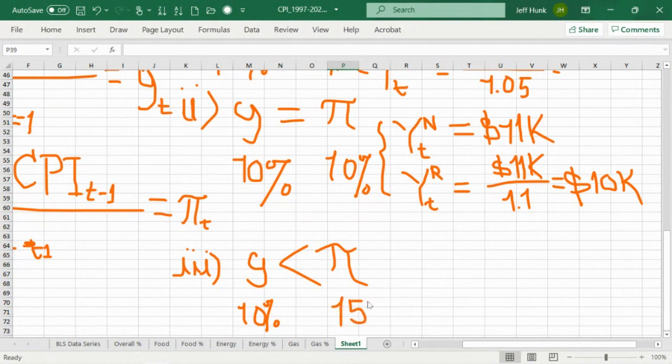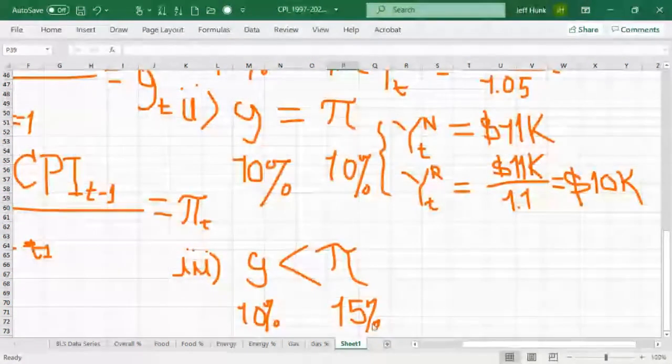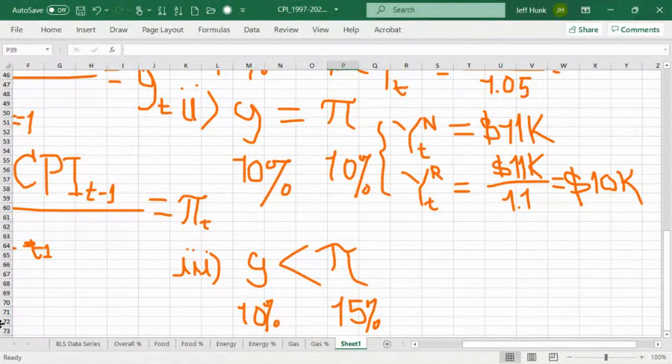Now, if you want to say something to me, please speak out, because I cannot see the chat box. This is what I can see.